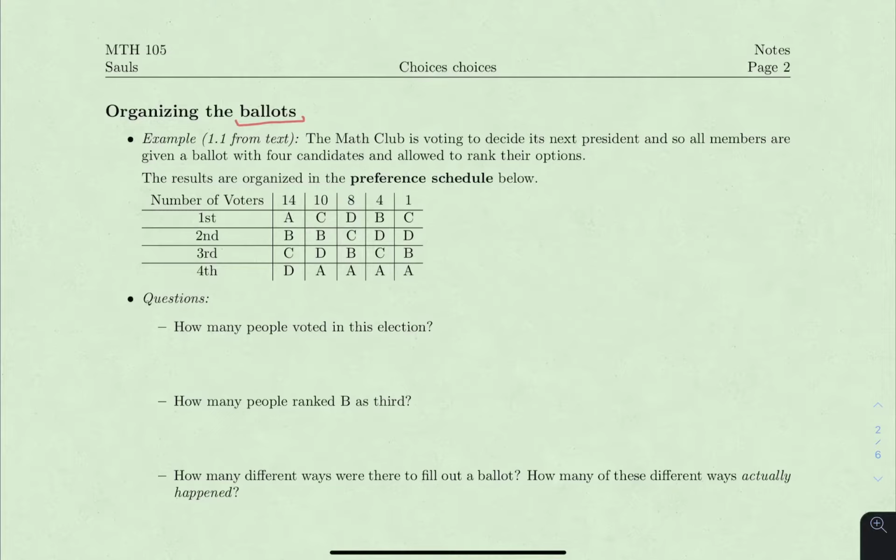And below here we have this preference schedule. The preference schedule is referring to this whole table. And this whole table is supposed to record all of the information from all of the ballots.